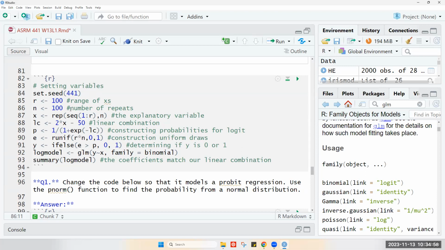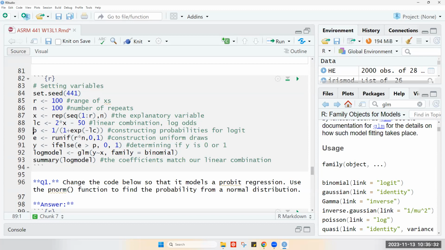That's what this value is. So this is just going to be 1, 2, 3 up to 99, 100, and then it's going to repeat again. 1, 2, 3 up to 100. I then perform a linear combination, and this linear combination tells me the log odds. I then use the log odds to create a probability, constructing probabilities using the logit function.